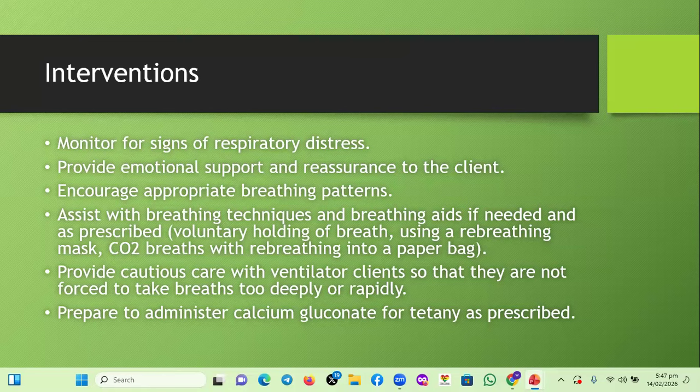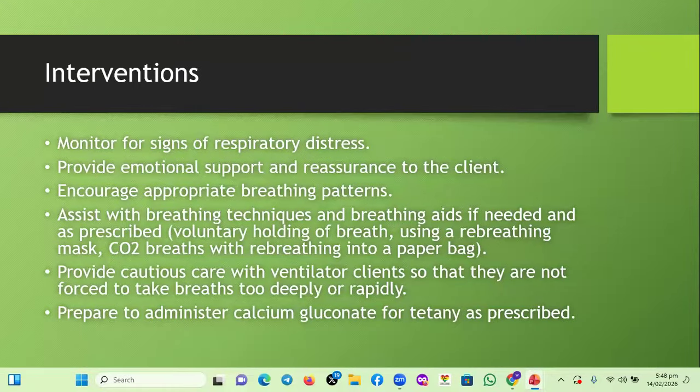So using a rebreather mask, the carbon dioxide is breathed back in with rebreathing into the bag. A paper bag is used in respiratory alkalosis. They give the person a bag, called a paper bag, and the person uses it to cover the mouth or the nose, just like how the mask works. So when the person breathes into the paper bag, they breathe the carbon dioxide back into the system. That is how the paper bag works, so the paper bag is used in respiratory alkalosis.